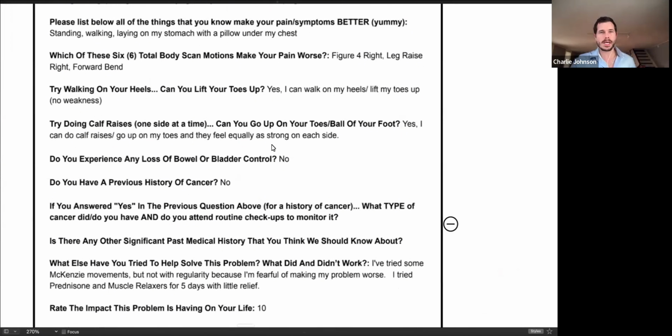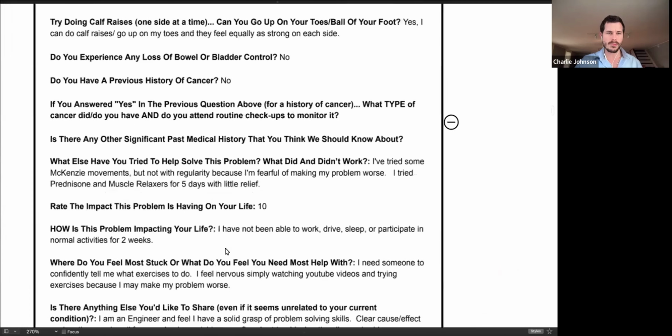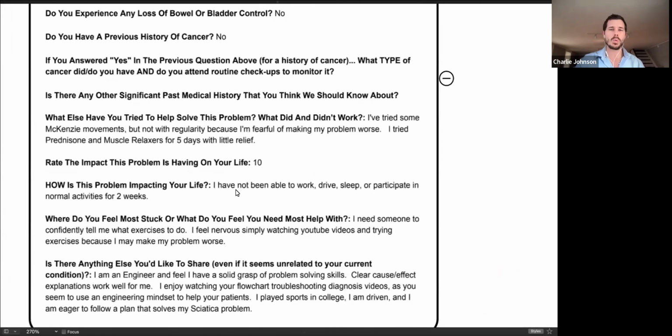Yes, he can walk on his heels. Yes, he can walk on his toes. Doesn't have loss of bowel or bladder. No previous history of cancer. What else have you tried? McKenzie stuff. Fearful of making his problem worse. Tried prednisone, muscle relaxers. Nothing really. Serious impact. Hasn't been able to work, drive, sleep, or participate in normal activities for 2 weeks.